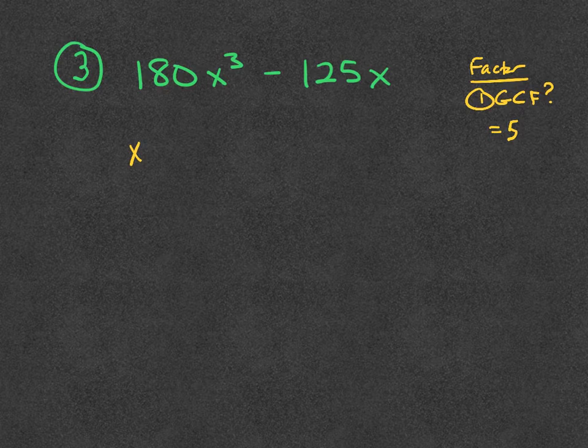5 is something that you can take out of anything as long as it ends in 5 or ends in 0, then that means 5 is a factor of it. So we can take 5 out. And then what we'll do is we'll rewrite the expression with this 5 and the x taken out.